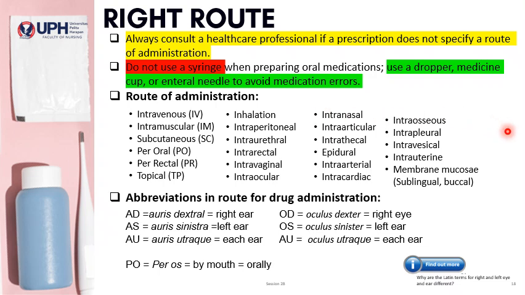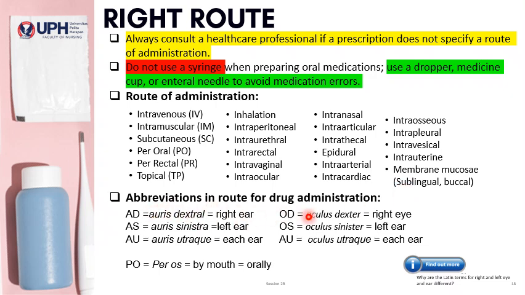And there are a lot of types of route of administration: IV, IM, SC, OPR, and TP, and you have inhalation, intraperitoneal, intraurethral, intrarectal, intravaginal, intraocular, nasal, intraarticular, intrathecal, epidural, intraarterial, intracardiac, intraosseous, intrapleural, intravesical, then intrauterine. And then you have also the mucous membrane, by sublingually or buccally.